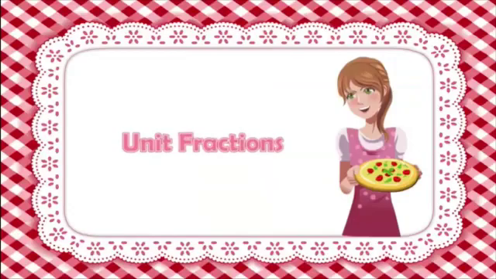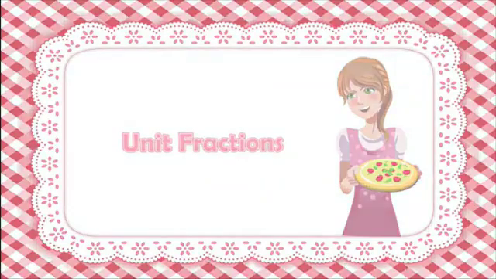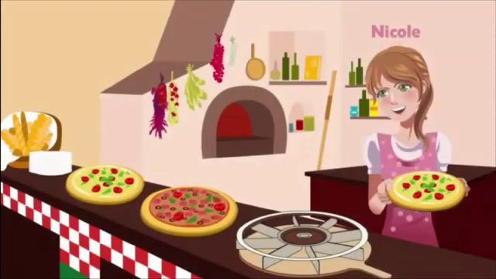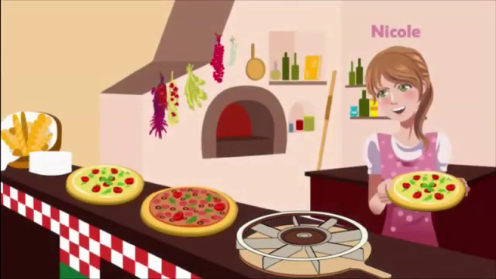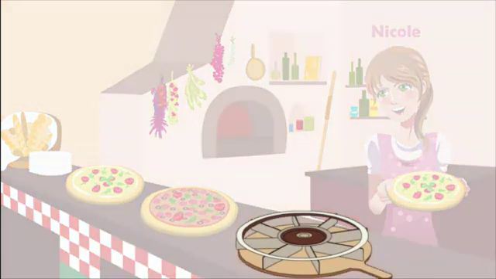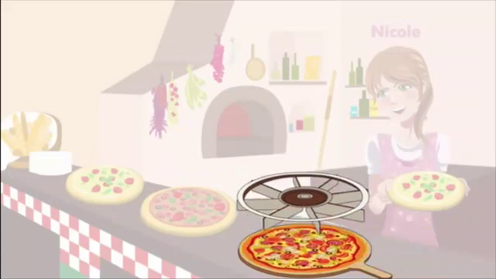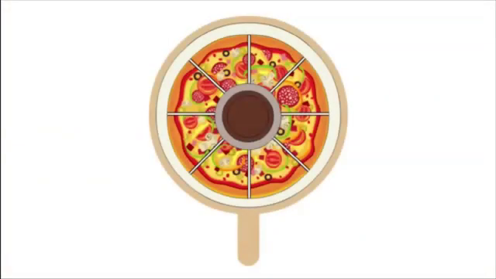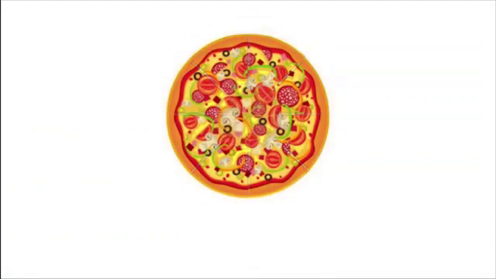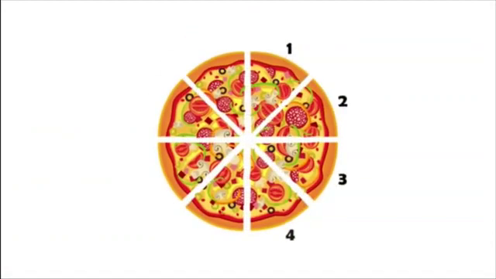Unit fractions. Nicole works at a pizza restaurant. Her job is to take out pizza slices from the machine so the waiters can take them to the customers. The machine looks like a circle, and it is divided into 8 equal slots, as shown. So in each slot, there is 1 pizza slice ready. Let us look at this machine closely. Initially, we had 8 pieces, as you can see.